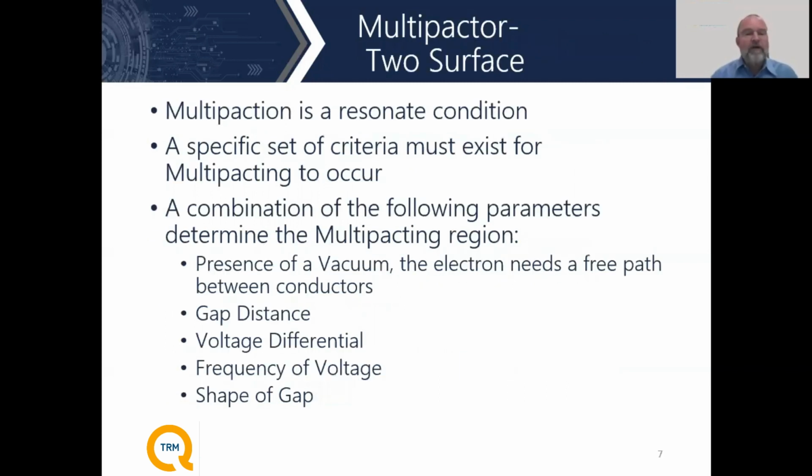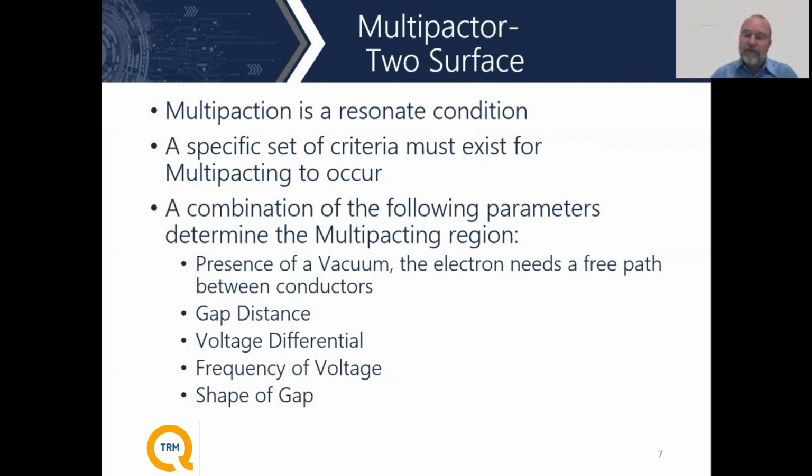Yeah, and I think what's important here when we talk about a resonant condition is that there is a short list of things that must occur in order for multi-paction to happen. If any of these conditions change, then you can change the point at which multi-paction will happen, whether it be frequency, power, or voltage, or whether or not multi-paction can even happen at all.